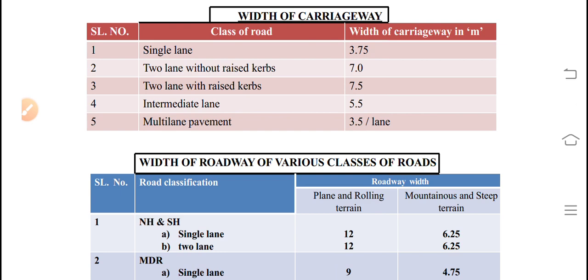For single lane 3.75 meter, 2 lane without raised curb 7 meters, 2 lane with raised curbs 7.5 meters, intermediate lane 5.5 meters, multiple pavement wherein more than 2 lanes, 3 lanes, 4 lanes, 6 lanes, 8 lanes for national highway and expressway, we can take 3.5 meter per lane.